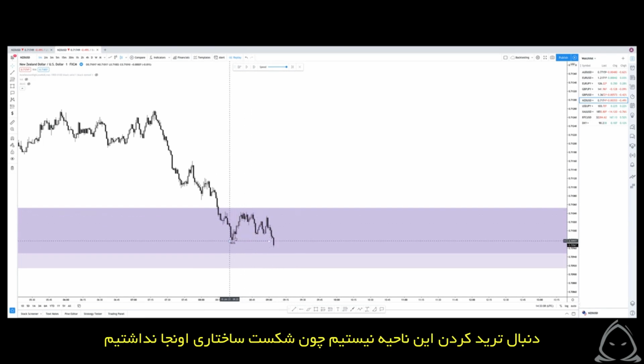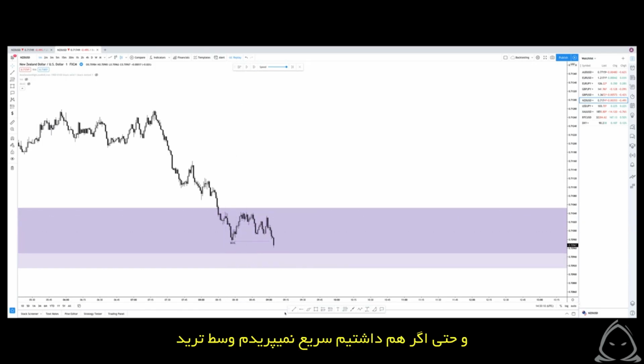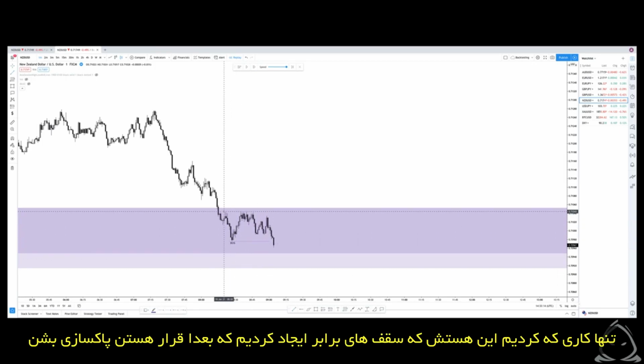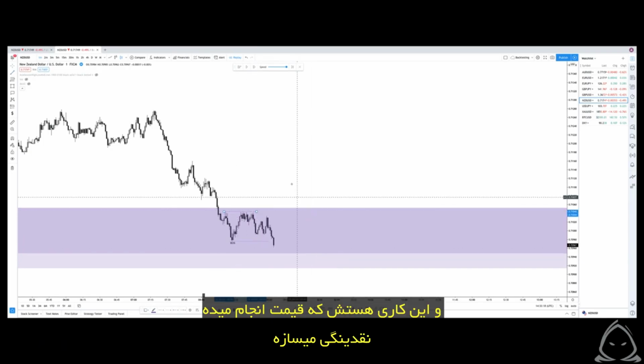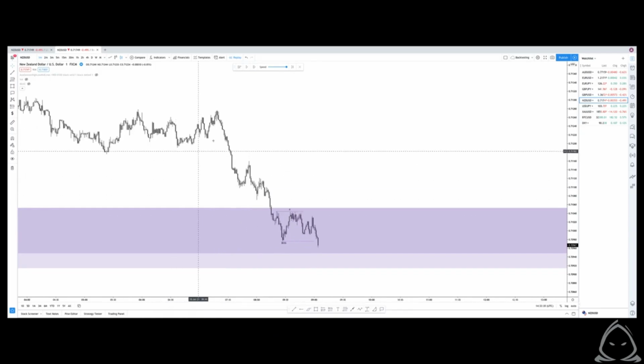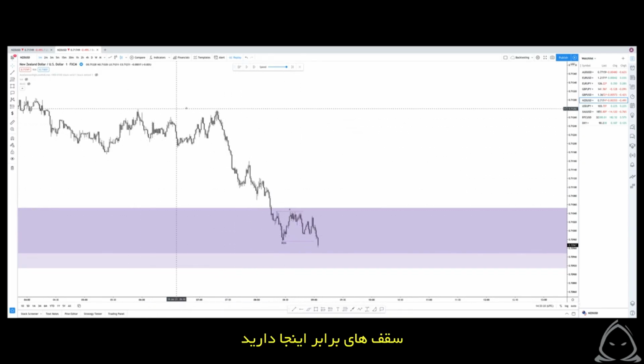I wouldn't be looking to take this area here because there's no breaker structure there, and even if there was, I wouldn't jump at that. All we've done is printed equal highs, which at a later date are going to get taken out, and that's all price is doing. It's manufacturing liquidity. You've got trend line liquidity here, you've got equal highs here.